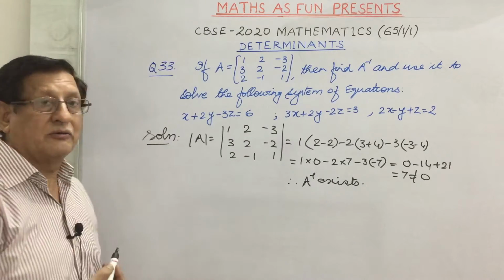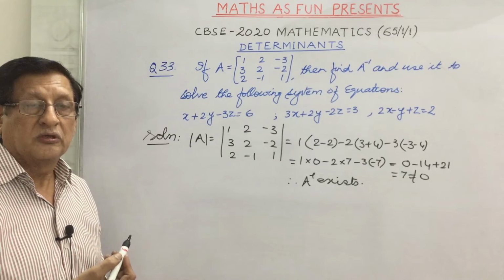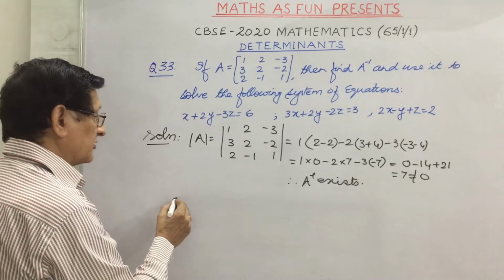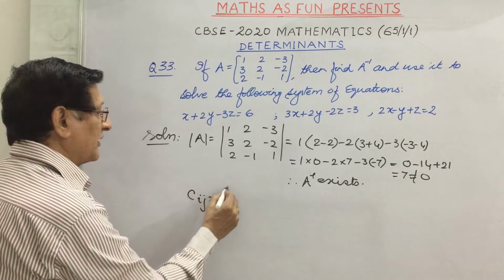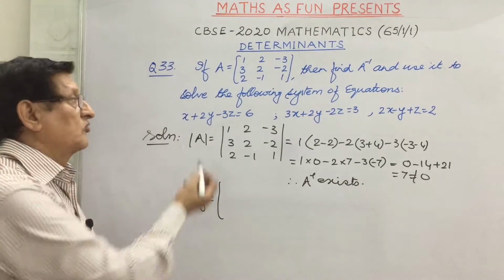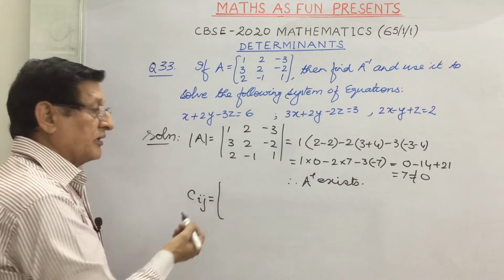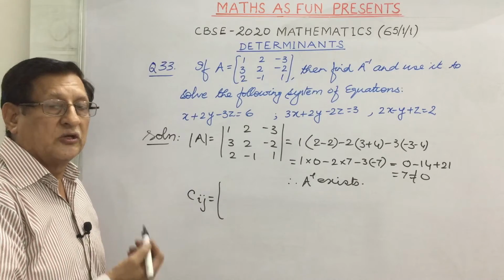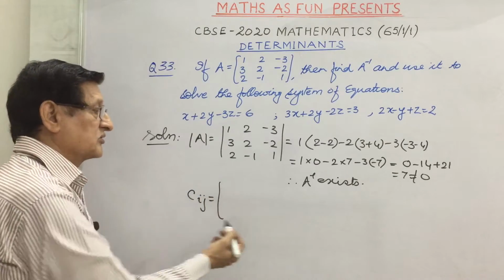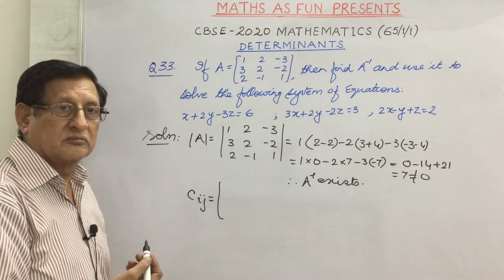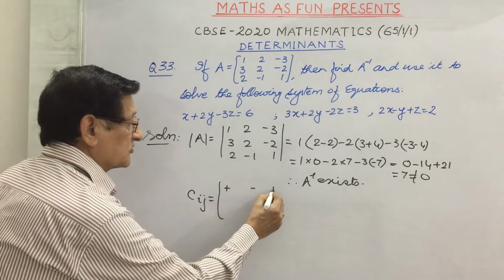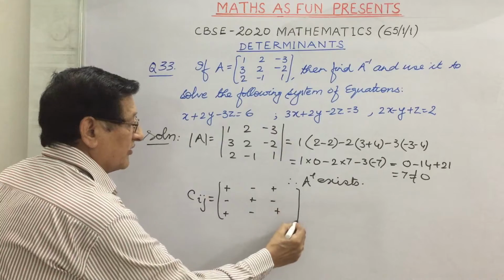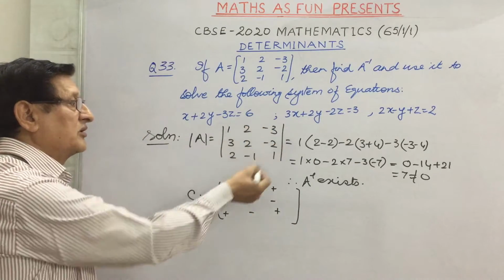Now to find out A inverse, we have to go first of all for cofactor matrix of A to find the adjoint. So when we go for cofactor matrix, we write cofactor matrix as Cij, and we know how to find that. My idea is that before going to write the values of the minors of all these 9 elements, you put the sign of these all elements so that you don't have any confusion. So we write here plus minus plus minus plus minus plus minus plus, and then we have to write only the values of the minors of these 9 elements.